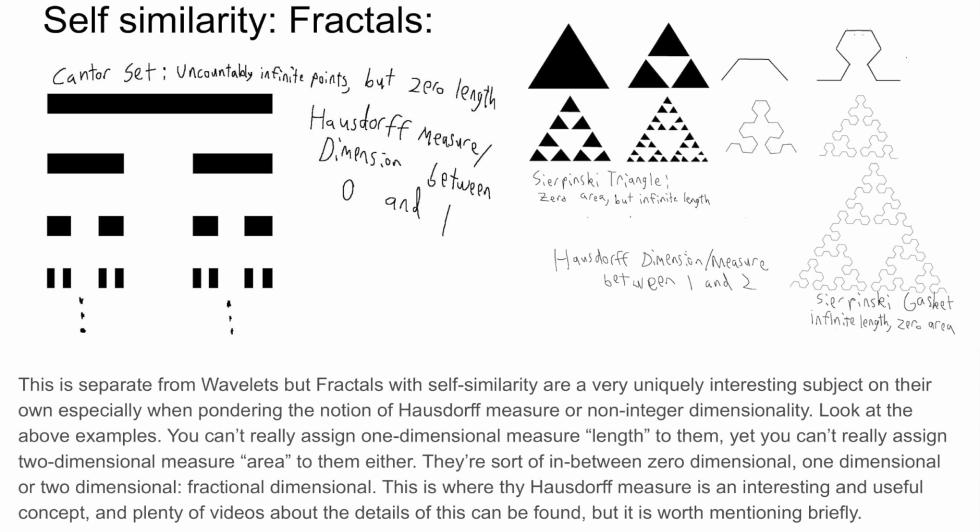Look at the above examples. You can't really assign one-dimensional measure length to them, yet you can't really assign two-dimensional measure area to them either. They're sort of in between zero-dimensional, one-dimensional, or two-dimensional, meaning fractional dimensional. This is where the Hausdorff measure is an interesting and useful concept, and plenty of videos about the details of this can be found, but it is worth briefly mentioning because we were talking about fractals for wavelets.